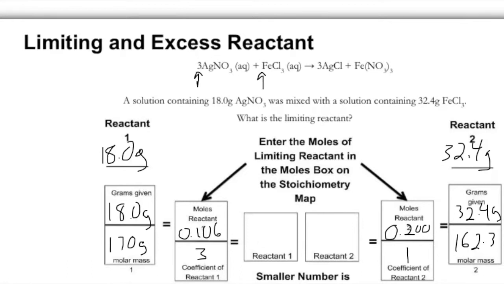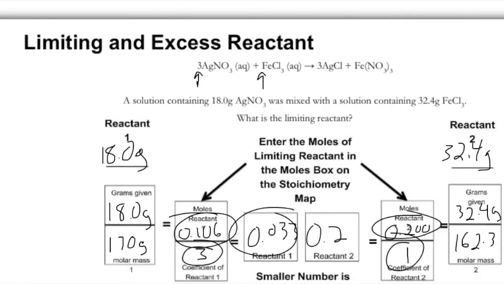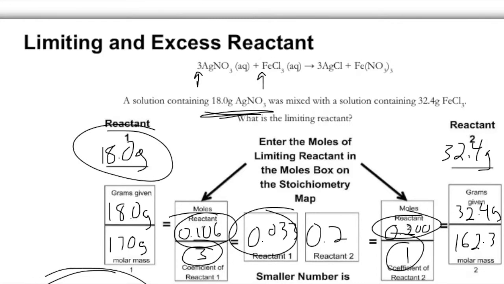And I'm not even going to do the calculation because this number here is already smaller than this number, and I'm dividing it by 3 instead of 1. So I know it's going to be smaller. This is going to be something like 0.033, and this is still going to be 0.2. So the smaller number is always the limiting reactant. So our limiting reactant is the 18 grams of silver nitrate. That's the first answer. Silver nitrate is the limiting reactant.